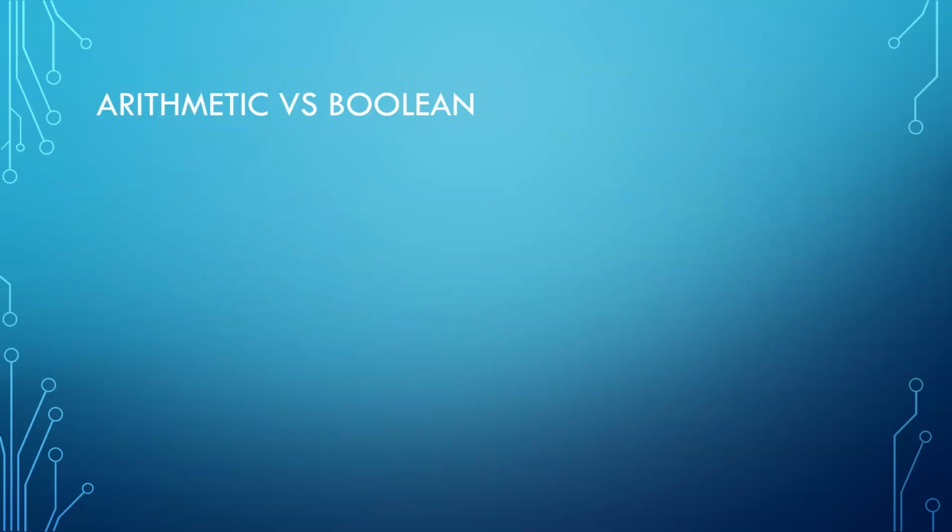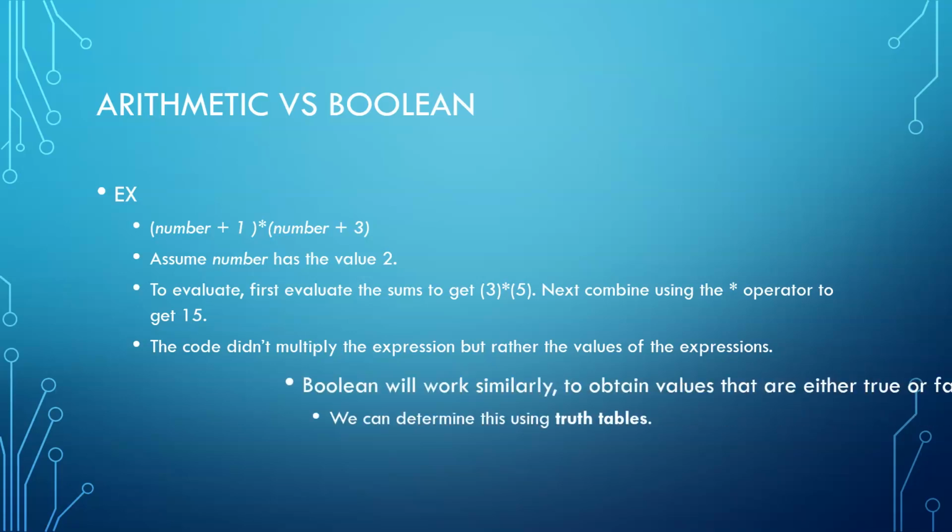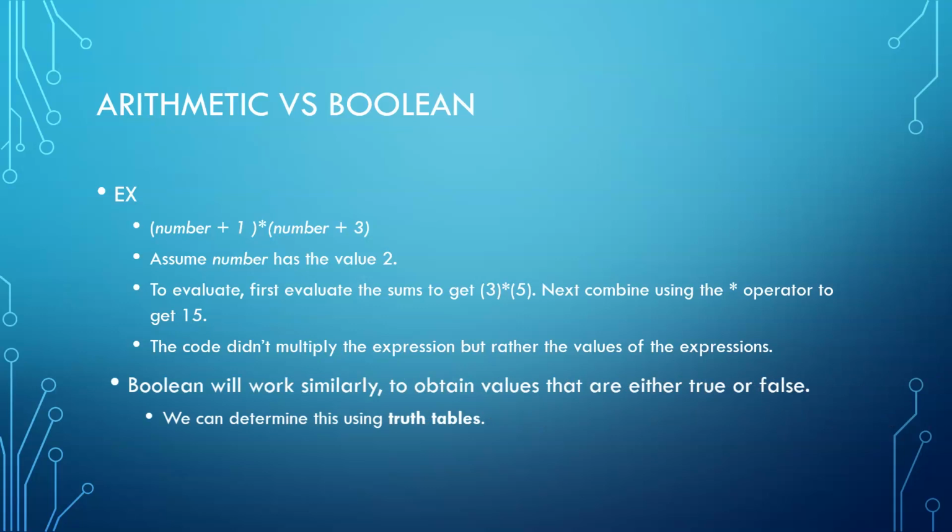Now let's take a quick comparison of an arithmetic expression versus that of the Boolean. So a quick example here, number plus 1 times number plus 3. If you assume number has the value of 2, let's go ahead and evaluate this. So to evaluate this, we're going to evaluate the sums. So I'm going to get 3 times 5. Next, we combine using the operator of multiplication to get 15. Now the code didn't multiply the expression so much as rather the values of the expressions. Now a Boolean works pretty much the same way, to obtain the values that are either true or false. And the way that we can do this is by using something known as a truth table.